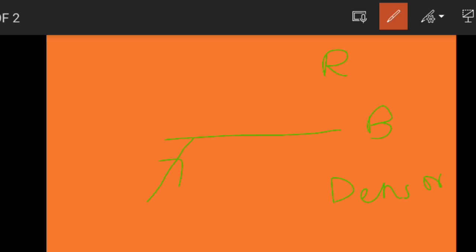Now assume that light ray from the denser medium is coming towards the rarer medium. As per the properties of light, when light is incident on the interface separating the two mediums, it changes the direction. That property we call as refraction. Now here I am drawing a normal. The angle between the normal drawn and the incident ray, we call as angle of incidence.